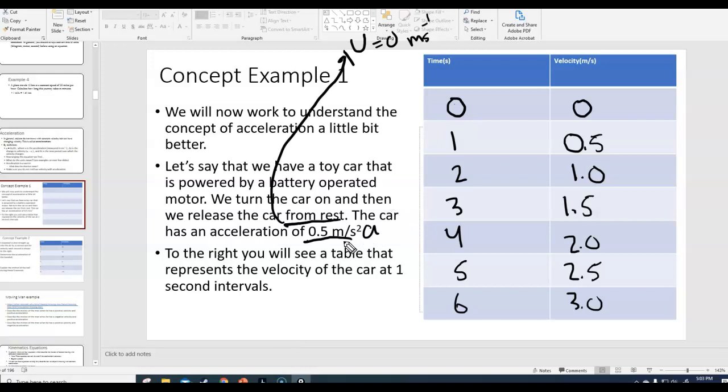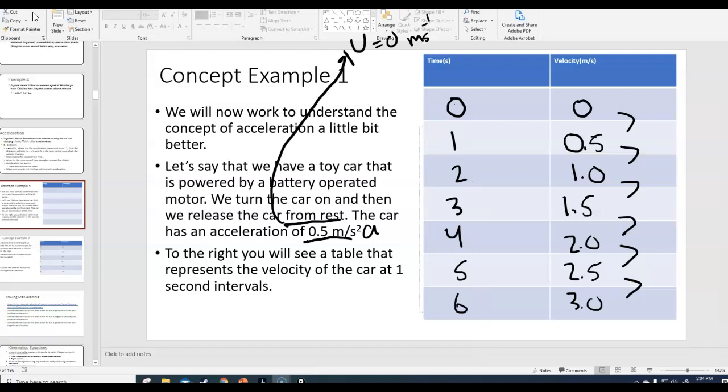What it does tell you is the amount that the velocity changes by every second. You can think of meters per second squared as meters per second per second. In other words, the velocity of the toy car changes by 0.5 meters per second every 1 second that passes. You can see the change in velocity every second is the same: 0.5 meters per second after every 1 second passes.